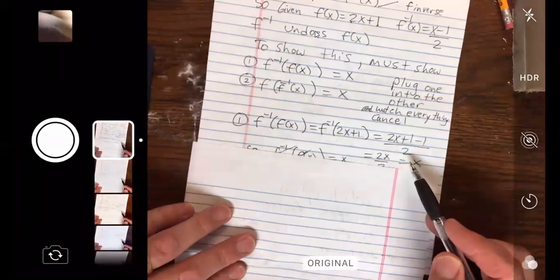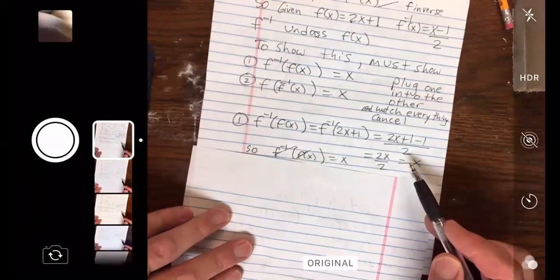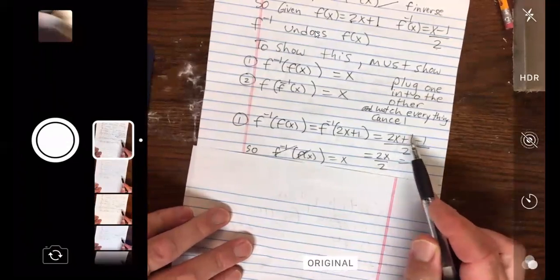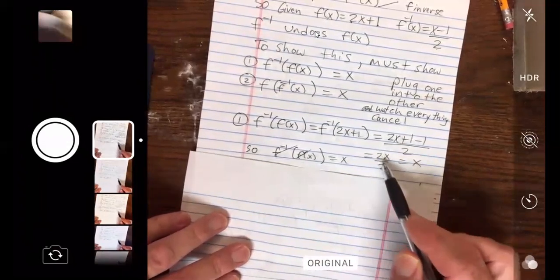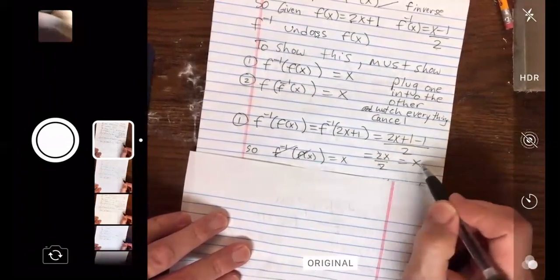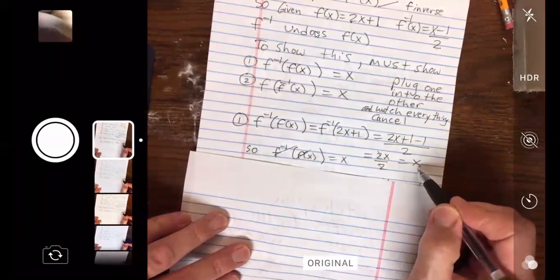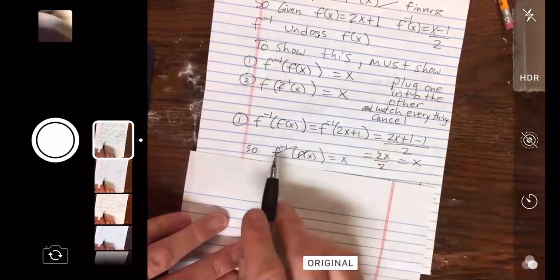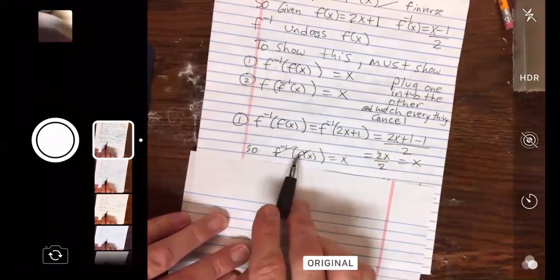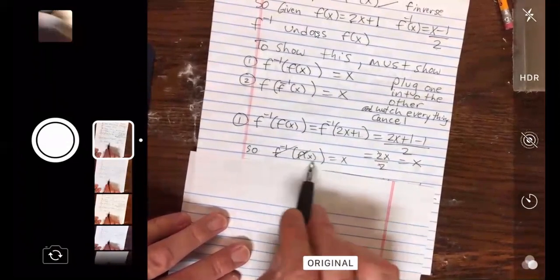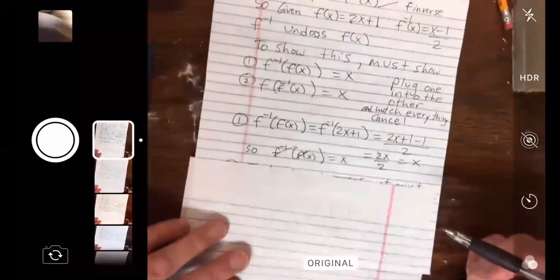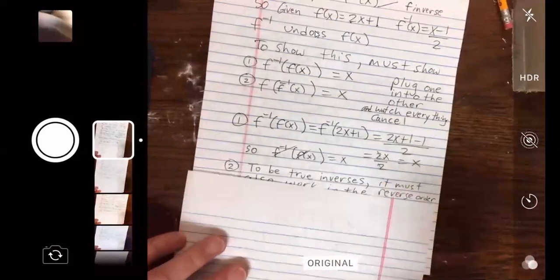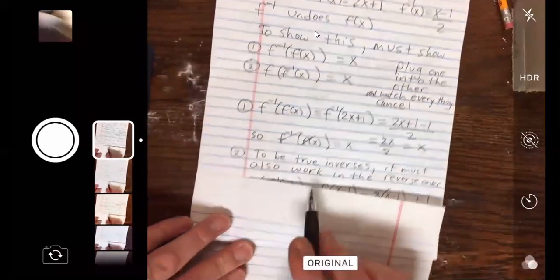So can you tell the top? We'll go to the 1 minus 1 is 0. You'll have 2x divided by 2. The 2's will cancel. You'll be left with x. So that just means literally that the f inverse of f of x just undoes itself and you wind up with that x, whatever's in the middle. Questions about that? No.